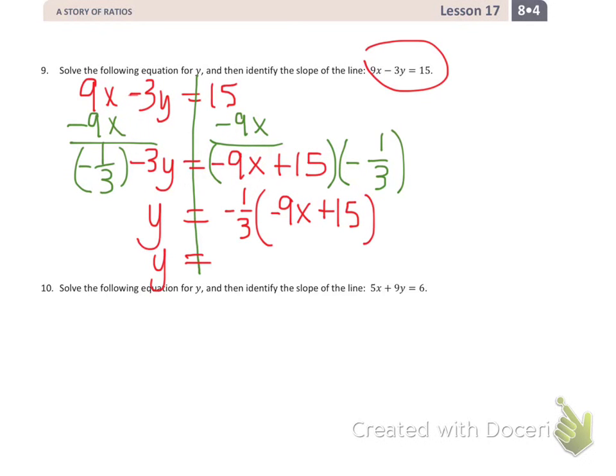So negative 1/3 times negative 9 is positive 3, so that gives me 3x. And negative 1/3 times 15 is going to be a negative number, and 15 divided by 3 is 5. So that's y equals 3x minus 5. So the slope would be equal to 3. It's the coefficient of the x term. Slope equals 3.